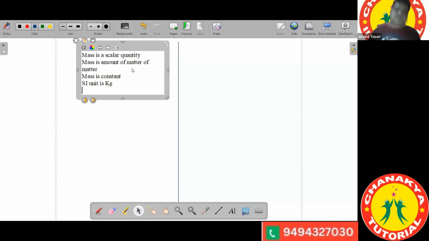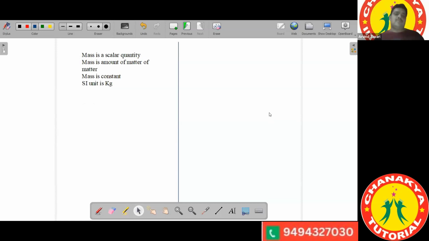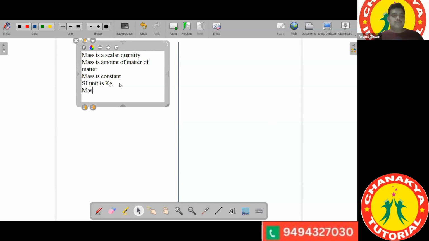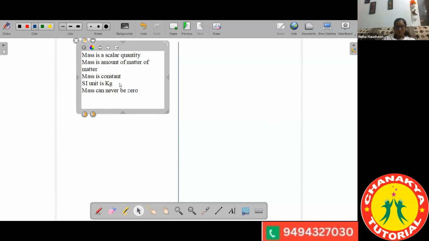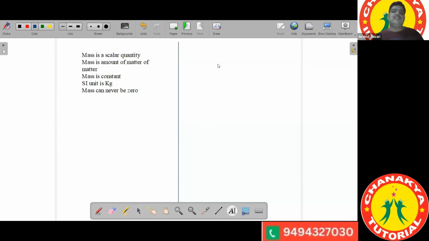Any other difference? Mass cannot be zero. Okay, mass cannot be zero. It also remains constant. Mass can never be zero. Non-negative, yeah. Any other difference? So it does not depend on acceleration due to gravity. Okay, we can write that it does not depend on acceleration due to gravity.